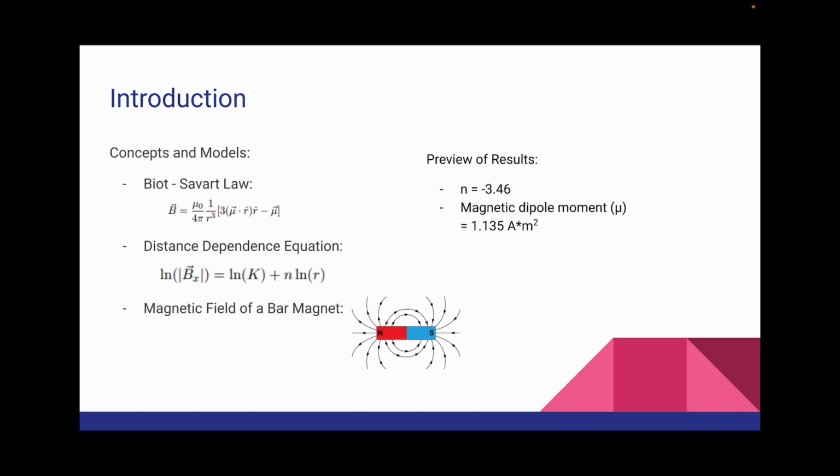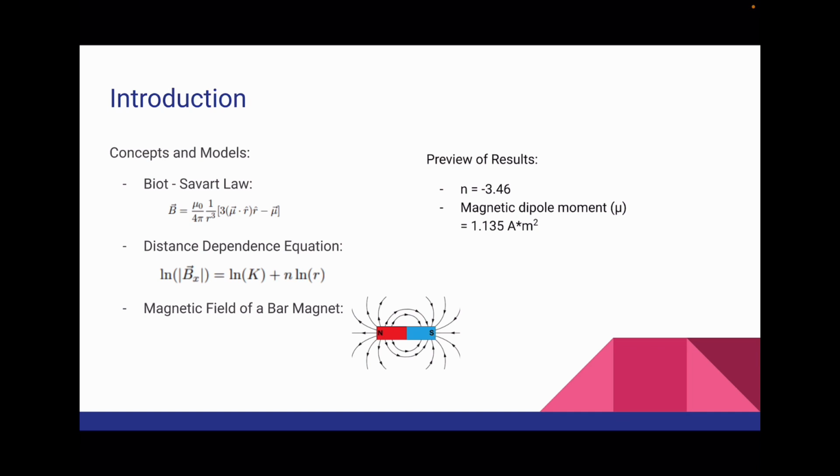There are a few concepts and models that were used in this experiment. The first is the Biot-Savart law, which gives the magnetic field of a material using the magnetic constant, the distance from the object, and the magnetic dipole moment of the object. Next is the distance dependence equation that also can be used to find the magnetic field of the magnet.